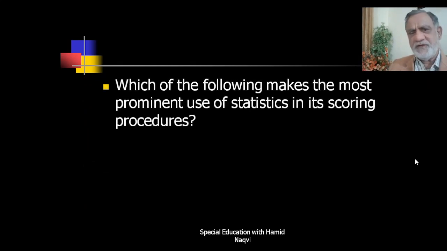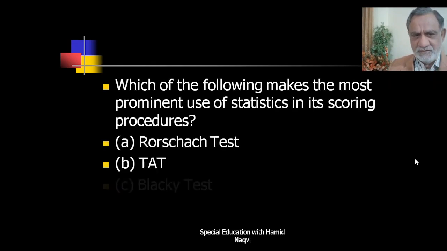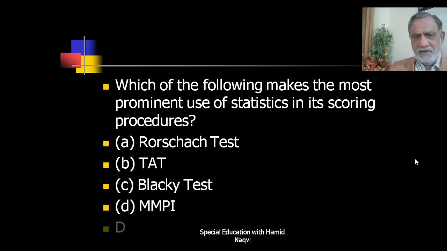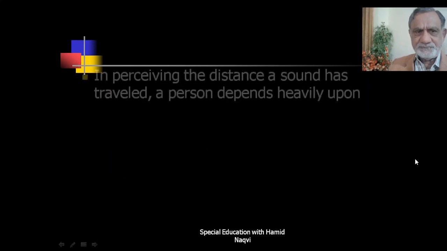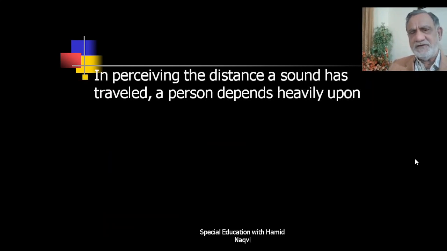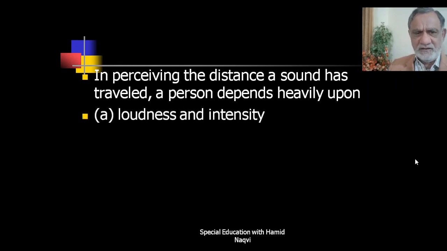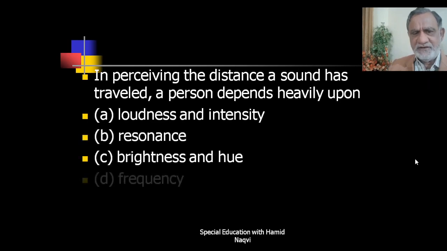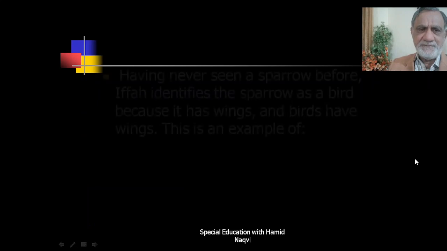Which of the following makes the most prominent use of statistics in its scoring procedures? The answer is the last one, that is MMPI. In perceiving the distance a sound has traveled, a person depends heavily on loudness and intensity, resonance, brightness and hue, or frequency. The correct one is the first one, that is loudness and intensity.